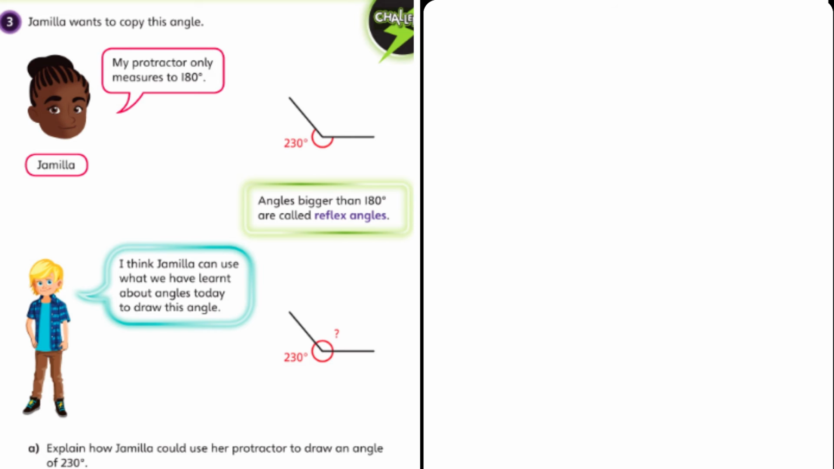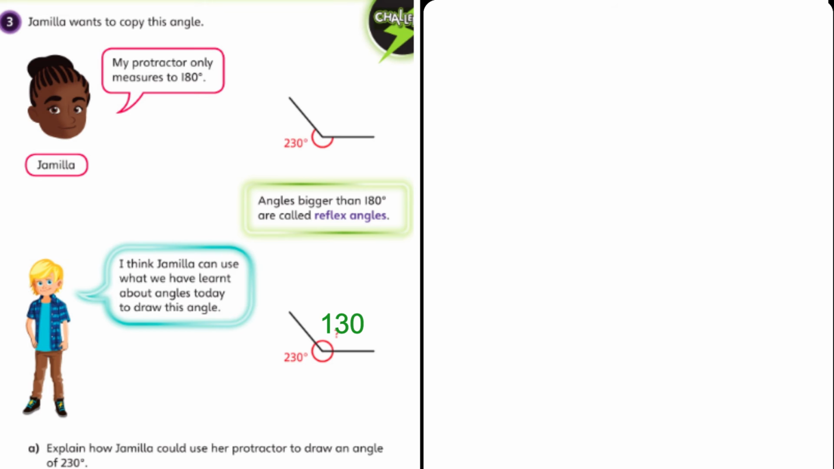Well, we know today that angles around a point add up to 360 degrees. So if we do 360 degrees, take away 230 degrees, we'll find what that question mark is. What is it? Go ahead, work it out real quick. You should have gotten 130 degrees.